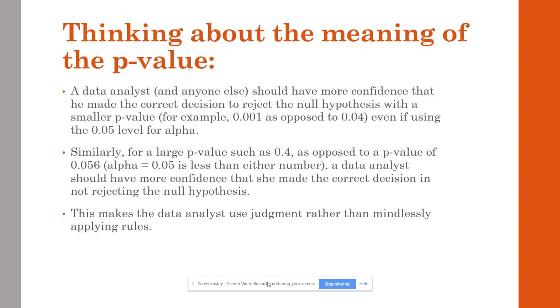Similarly, for a large p-value, say 0.4 as opposed to a small p-value of 0.056, I would feel more confident that I've made the correct decision in not rejecting the null. So as your p-values get larger and larger away from your level of significance, you have more confidence. What happens though is if those p-values are around your level of significance, that's where you've got to be careful, because you can falsely reject your null or you can falsely keep your null. So you've just got to make a judgment rather than applying rules. And this is one of those cases that we do that.